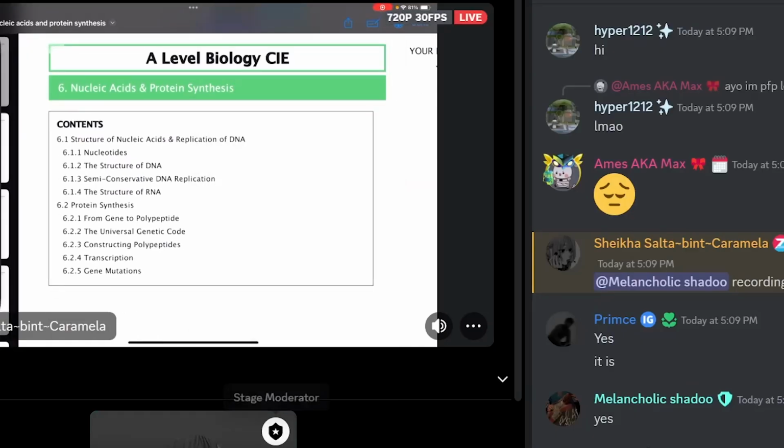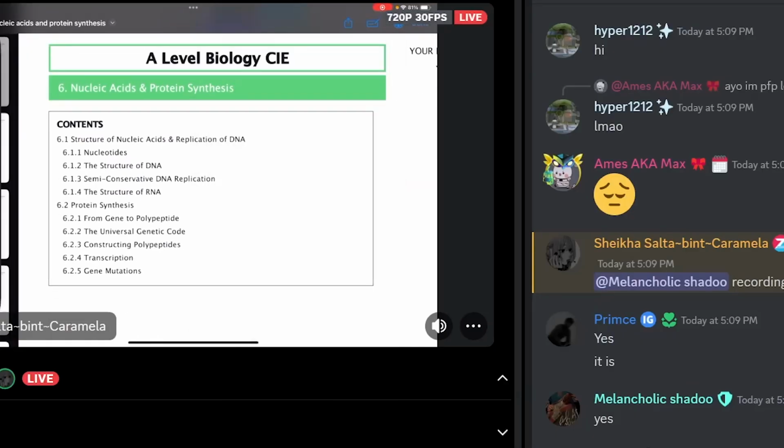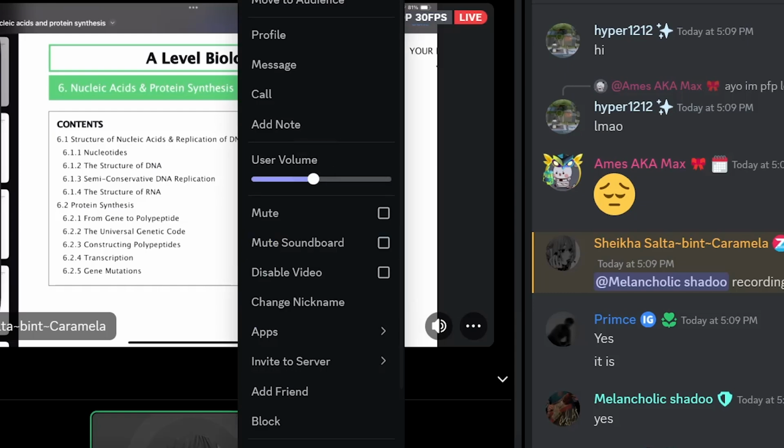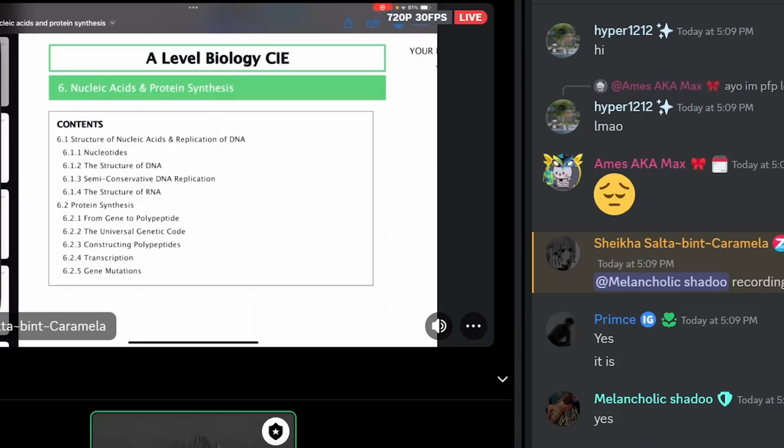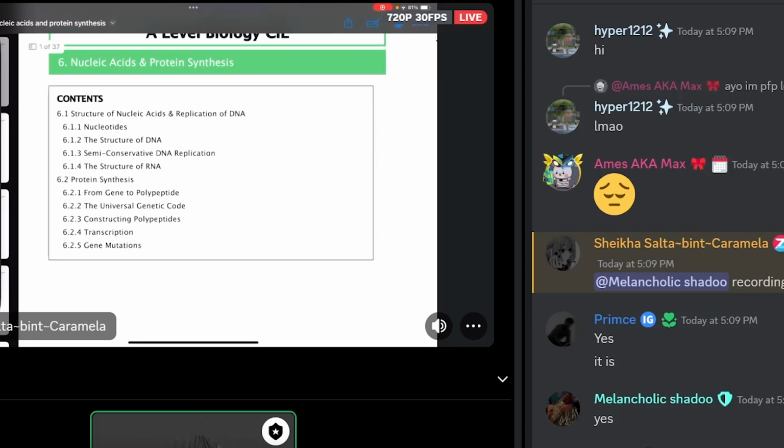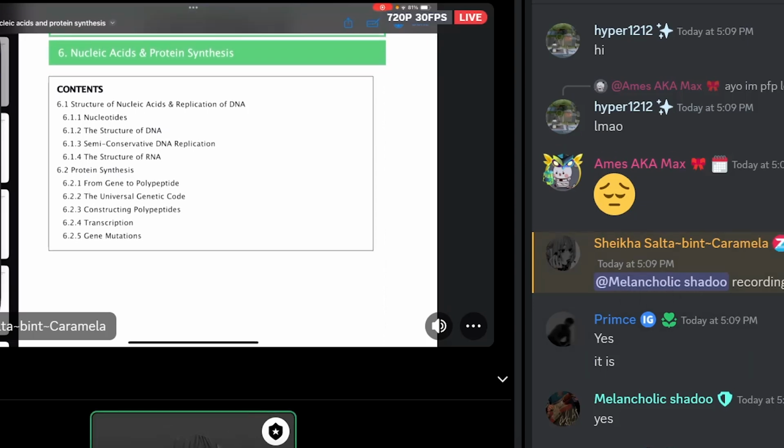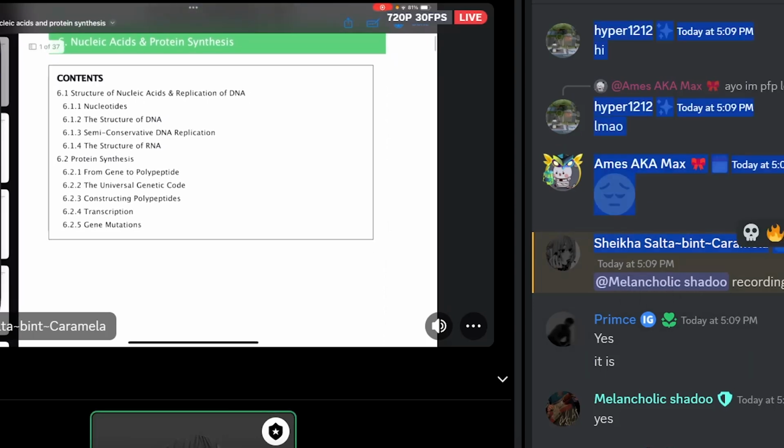Okay, so today we will be doing chapter 6 of AS level biology. This is nucleic acids and protein synthesis. It's a pretty confusing chapter. A few concepts are very confusing, so I hope I can explain them.